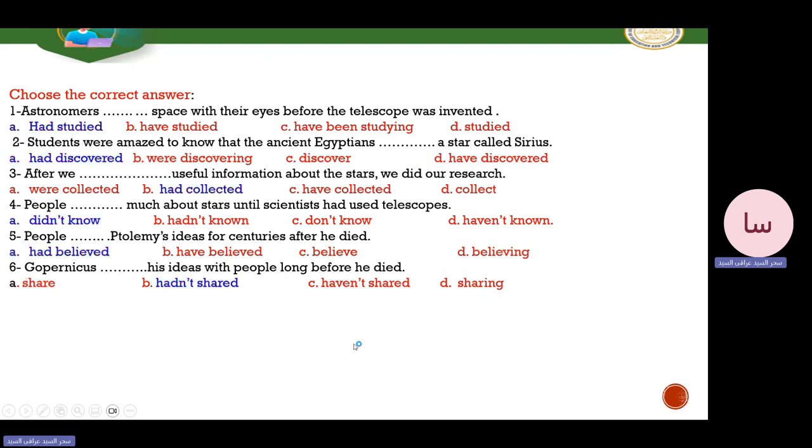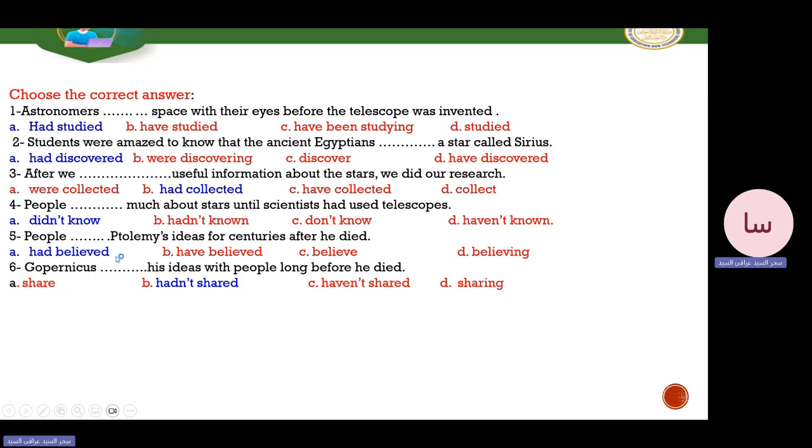Okay, let's check the answers quickly. Astronomers had studied space with their eyes before. We have here before, so past perfect. Students were amazed to know that the ancient Egyptians had discovered a star called Sirius. After we had collected useful information about the stars, we did our research. This is what happened first. People didn't know much about the stars until scientists had used the telescope.